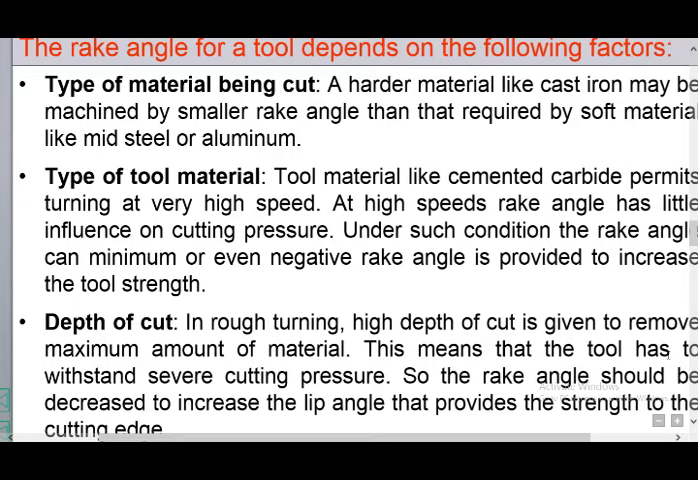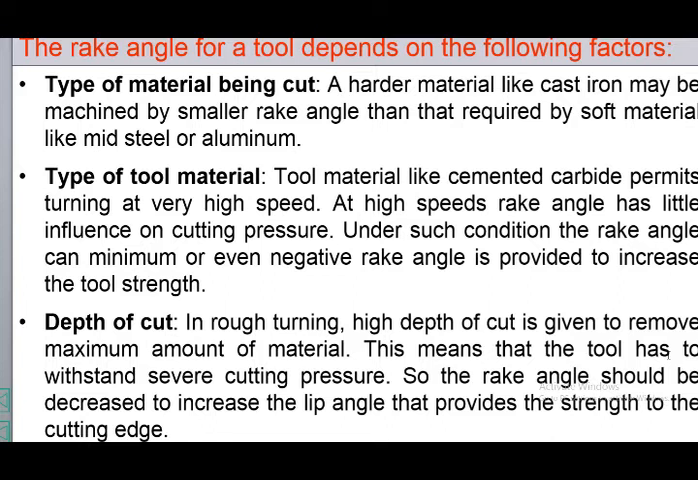Later we will discuss the different types of tool materials. Now, what is the first tool material? Tool material like cemented carbide permits turning at very high speed. At high speeds, rake angles have little influence on cutting pressure. Under such conditions, minimum or even negative rake angle is provided to increase the tool strength.